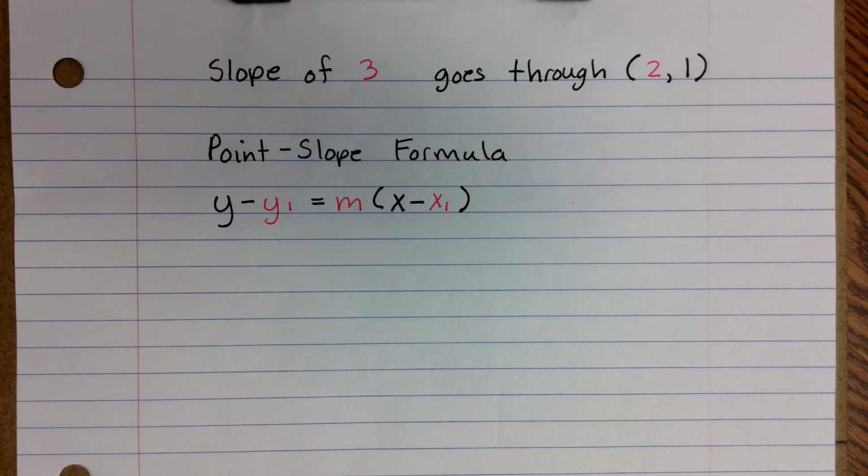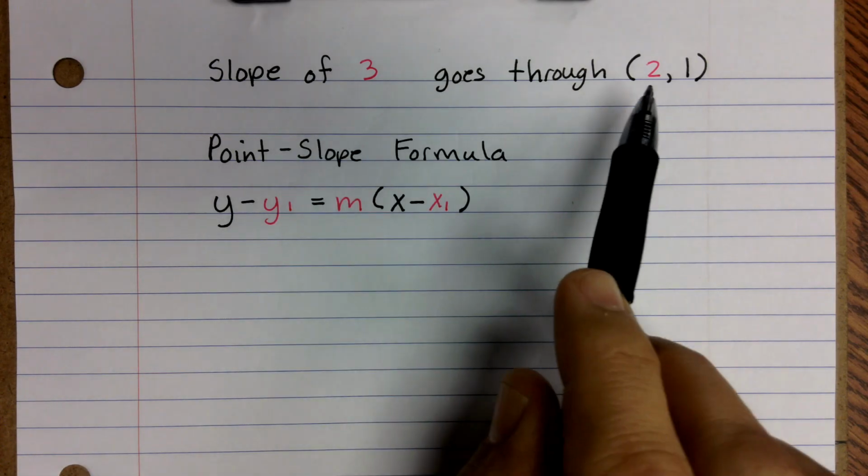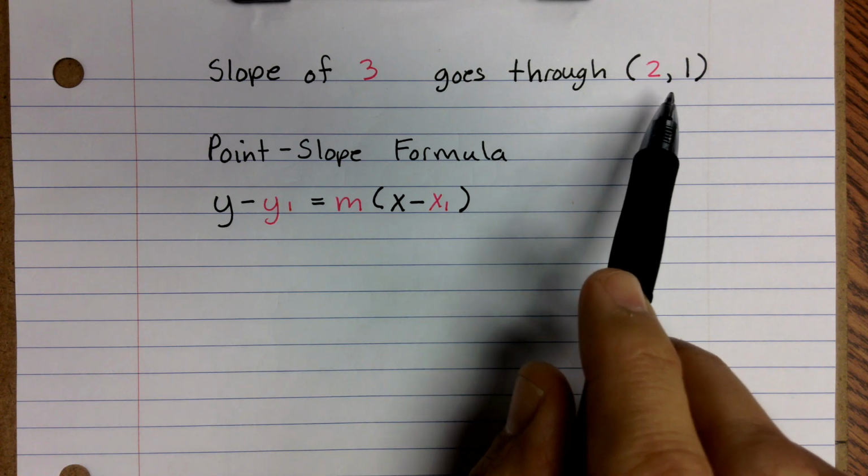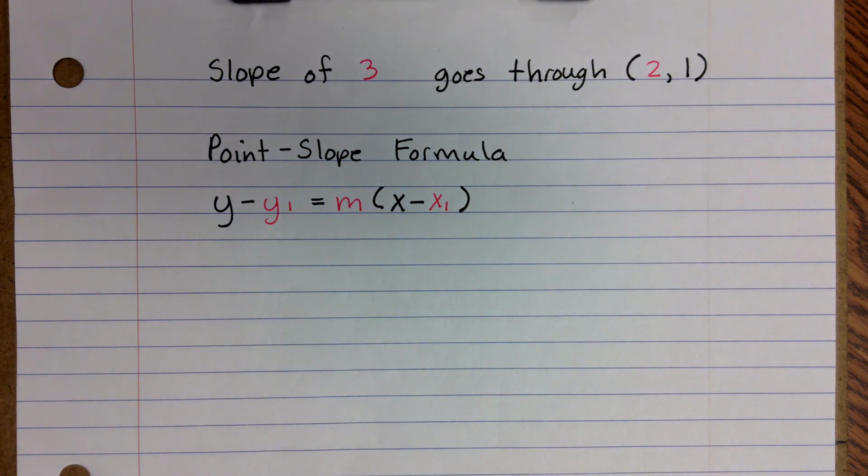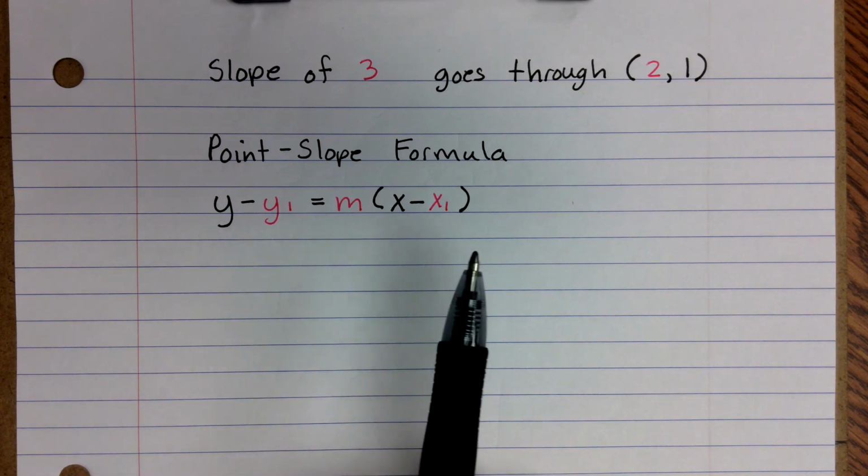Alright, this tutorial is going to show you how to take the slope of a line and an ordered pair of a line it passes through and put it into point slope form. And we're going to do that using our point slope formula.